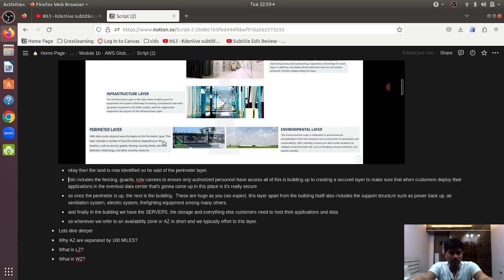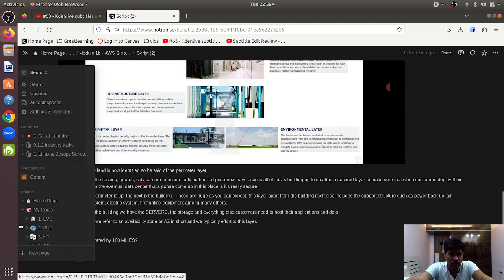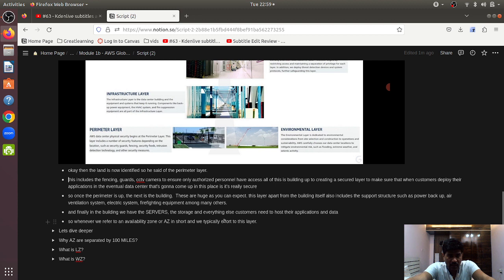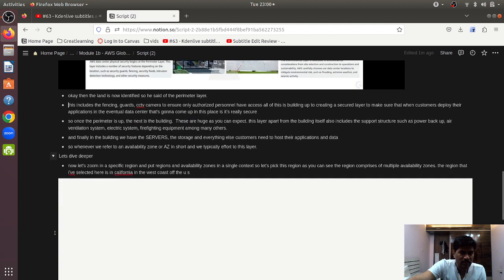And finally, in the buildings, we have the last layer, that of the server and the storage and everything else needed to host our customers' applications and data. So whenever we refer to an availability zone, or AZ in short, we typically think about this layer. Okay, now let's dive deeper into this.